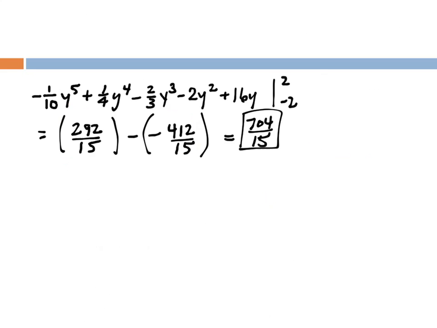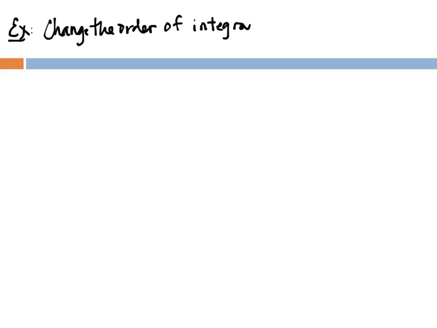Okay? So we're going to do an example where we're going to change the order of integration. Now, if we just had a rectangular region, all we'd have to do is just switch them. I mean, there's nothing really to do. They're all just numbers. The problem is we don't always have numbers in our integrations, right, our limits.